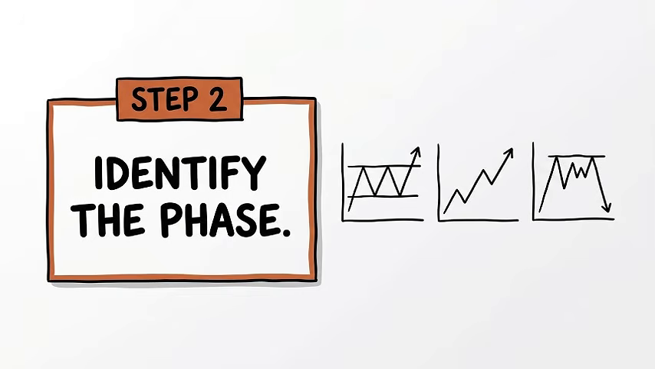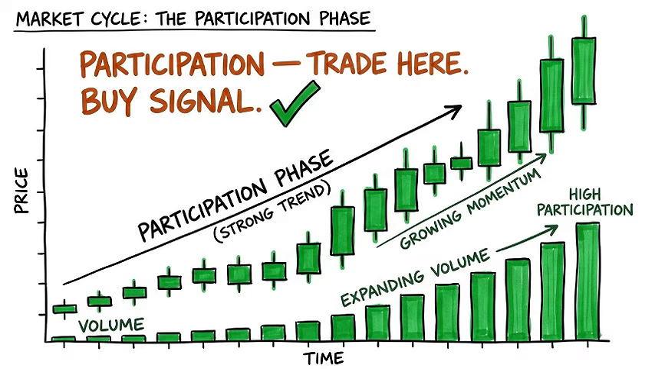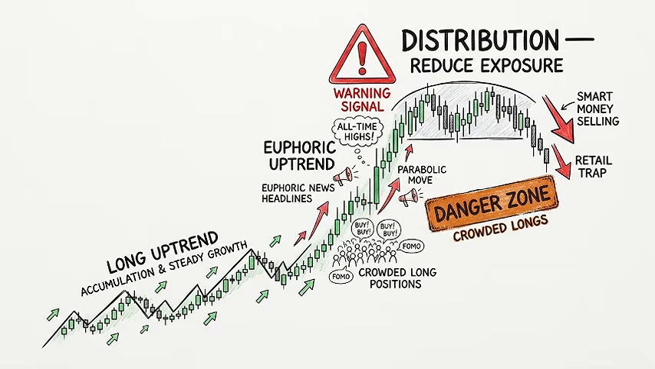Step 2. Identify the phase. Is the market in a tight sideways range after a prolonged decline? That is probably accumulation. Be patient. Do not chase. Are you seeing large directional candles with expanding volume and clear momentum? That is participation. This is where you trade. Has the asset been trending for months with euphoric news and everyone positioned in the same direction? That is probably distribution. Reduce exposure and tighten stops.